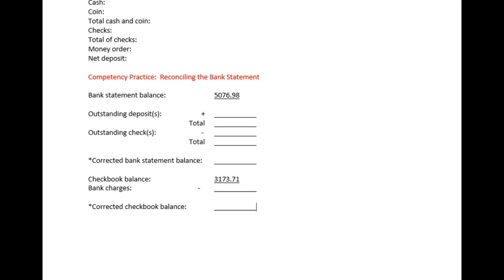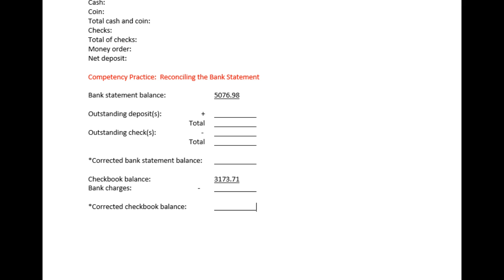bank statement. This is usually the part where students get a little more confused because it's laid out kind of goofy in your workbook. But when you look at it, what they have given you is an actual bank statement, and they've given you an actual check register. You are reconciling the check register with the bank statement. That's all this is about here.